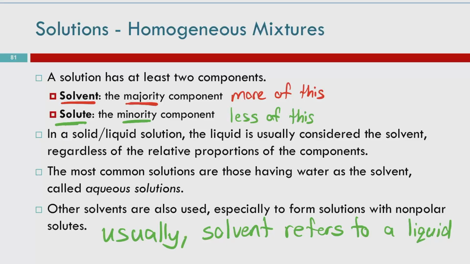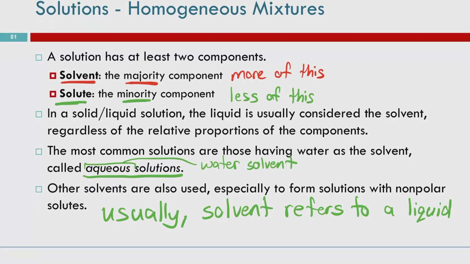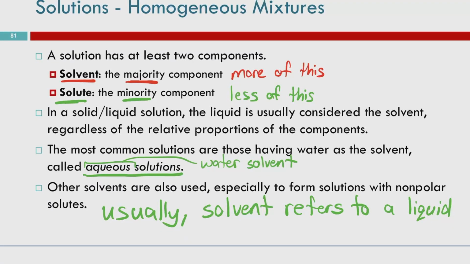Our most common solutions have water as the solvent, and we call these aqueous solutions. So the aqueous part means that we have a water solvent. Again, it doesn't matter how much water we actually have. It could be that we've got less water than the solid that's dissolved in it. We would still call that an aqueous solution. You can also use other solvents. For example, if you have nonpolar solutes, water is notably polar, so it's not going to dissolve nonpolar solutes like fats and oils.